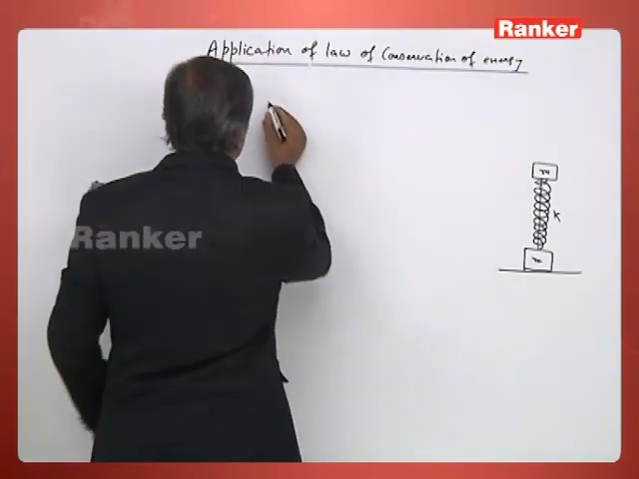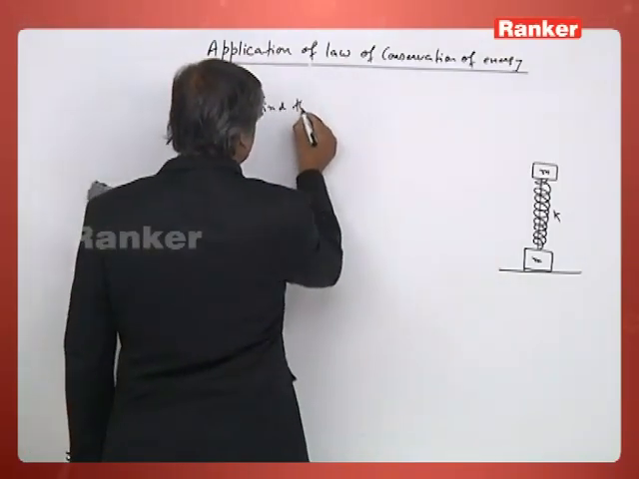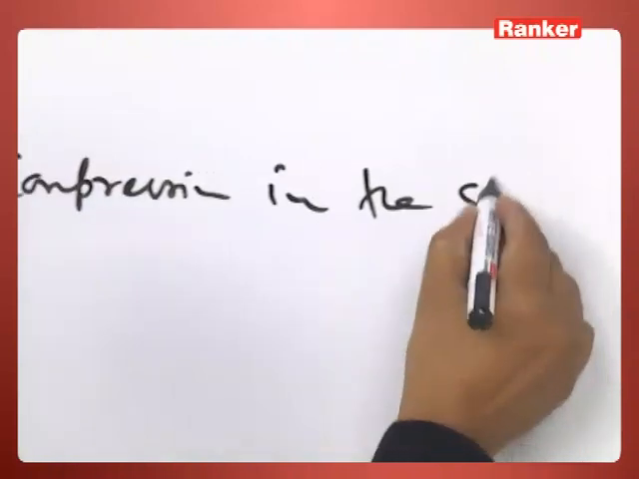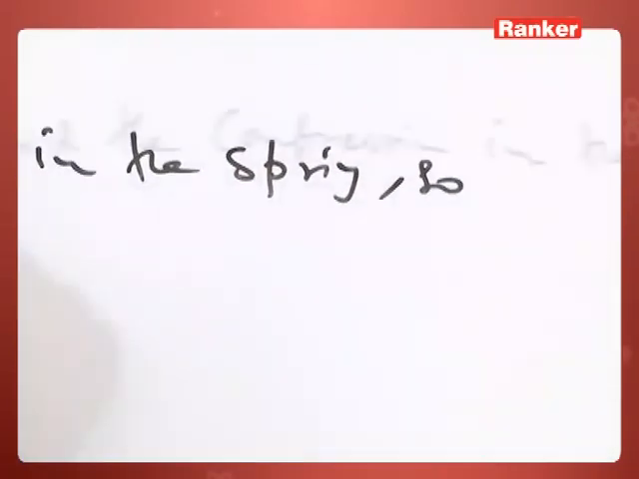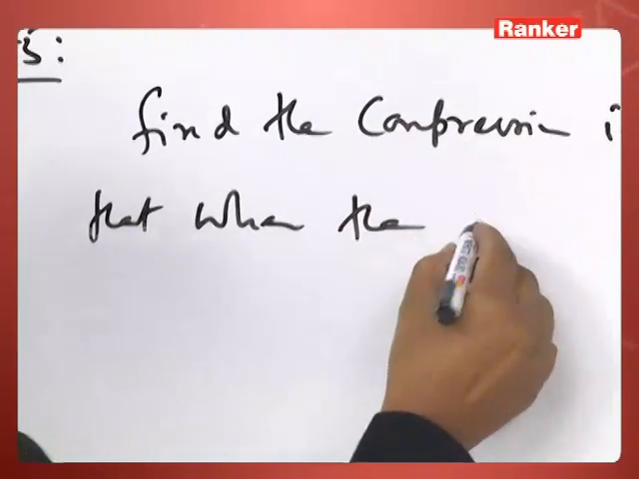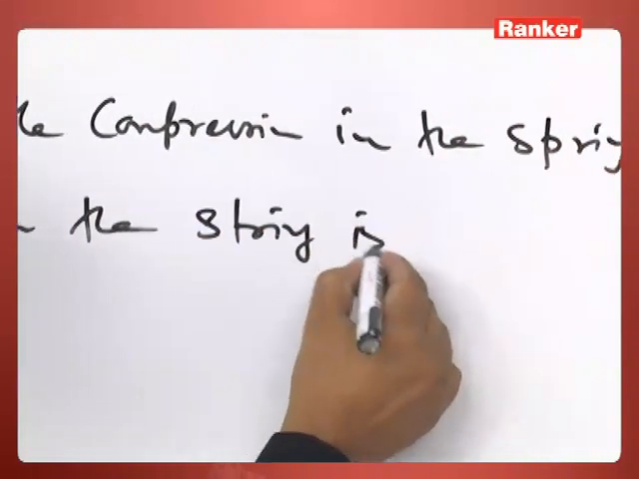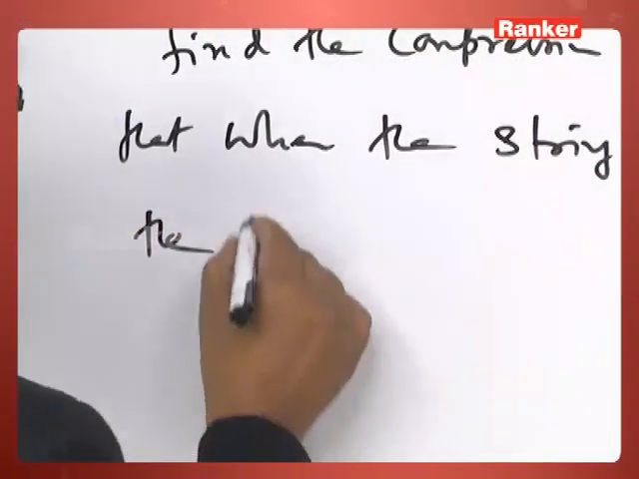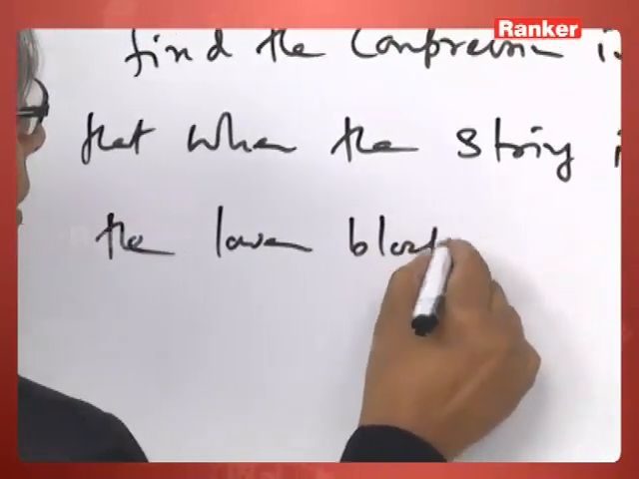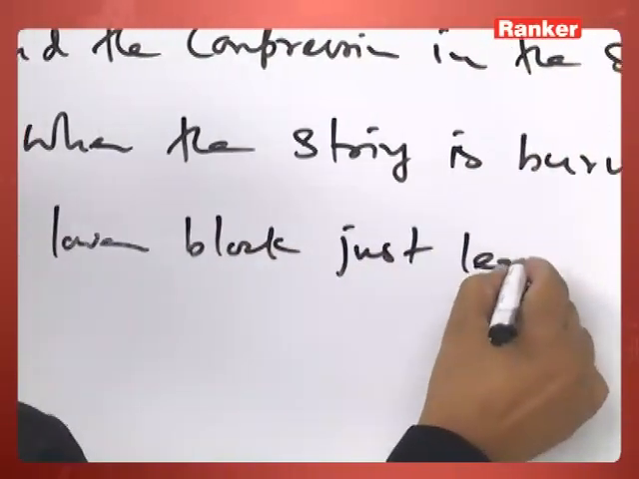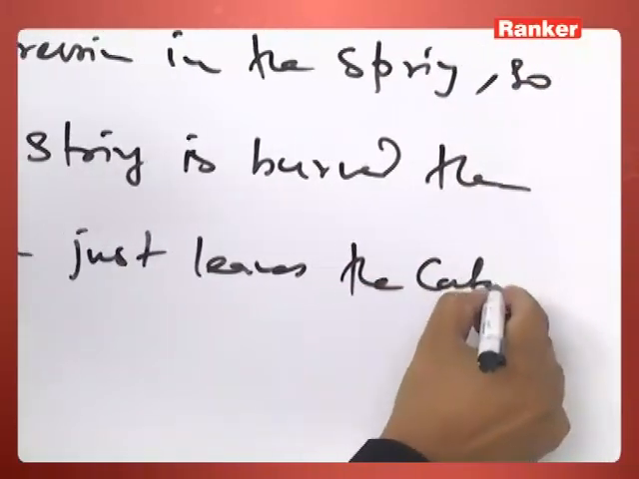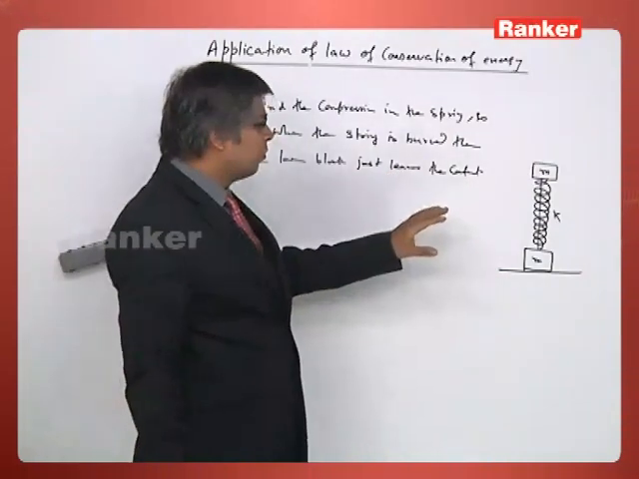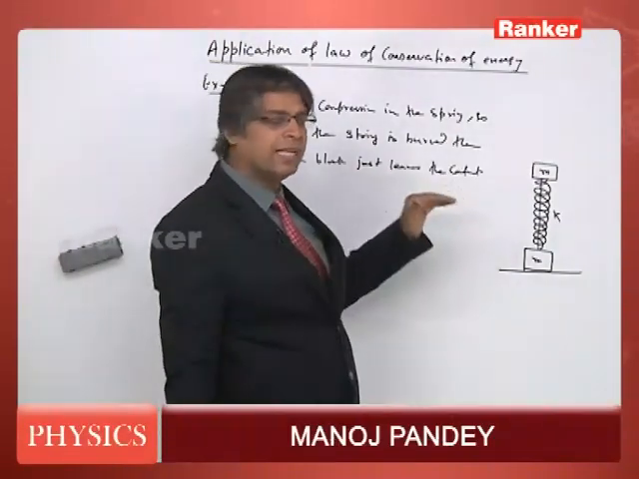So find the compression in the spring, so that when the string is burnt, then the lower block just leaves the contact. That means when it jumps off, it will just leave contact. So for which, how much should it be compressed from the natural position?